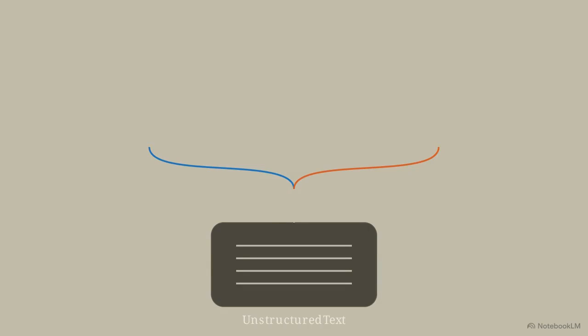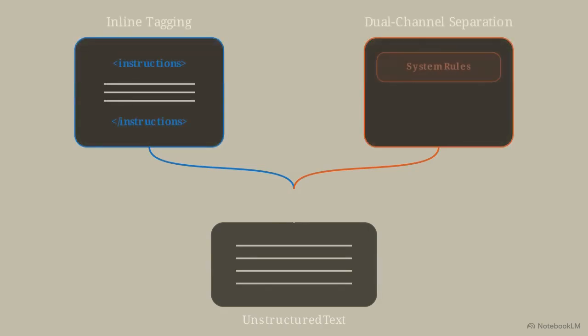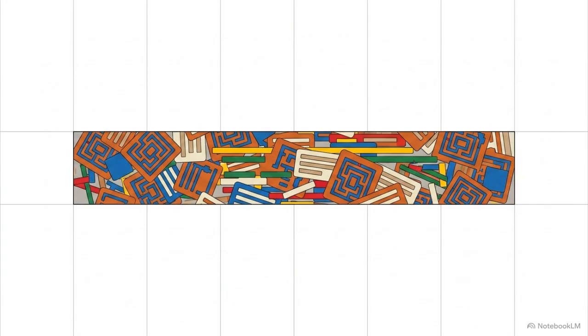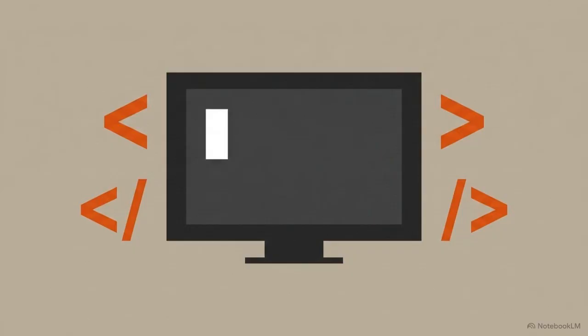Currently, there are two distinct architectural approaches for setting boundaries: inline tagging and dual-channel separation. Reliable performance requires moving away from the one-size-fits-all prompt. You need to structure your text to match the native language of the specific parser you're using. For Claude, that native language is XML.